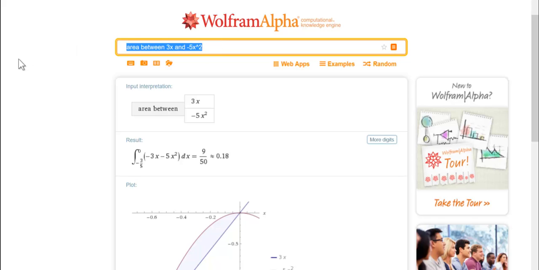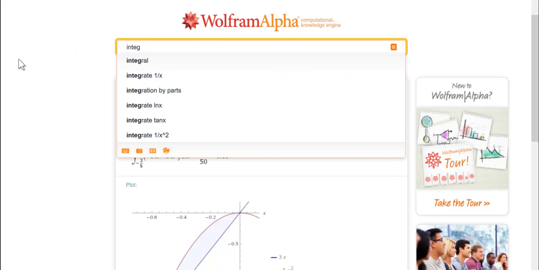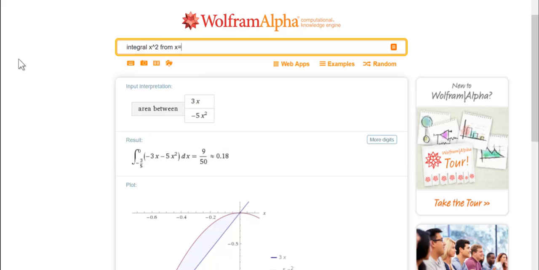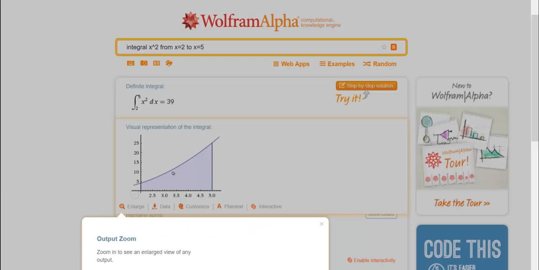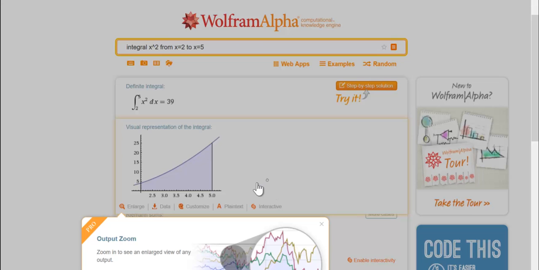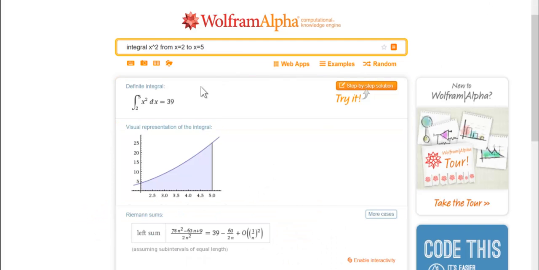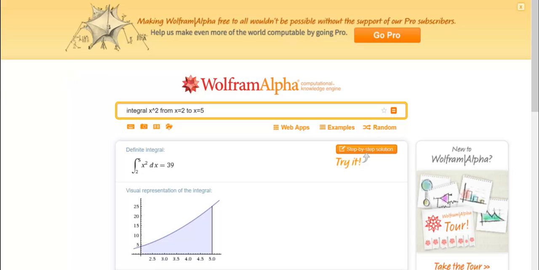You could also say something like, I want to integrate, or integral. Let's say I want to find the integral of x squared from x equals 2 to x equals 5. You could type that in, and it will show you that the integral from 2 to 5 of x squared is 39. It will even show you a nice little picture and show you it's finding the area under x squared from 2 to 5. So that's just a nice little website you can use.